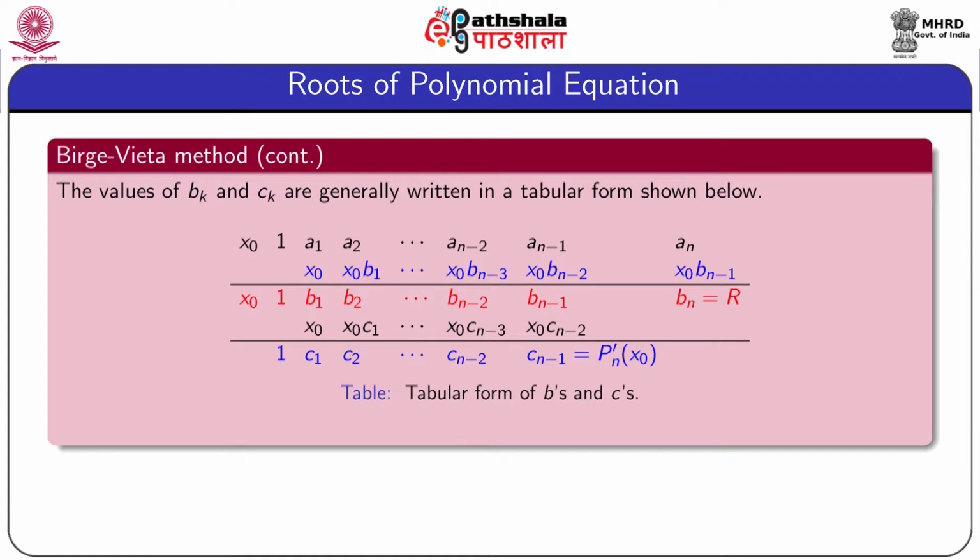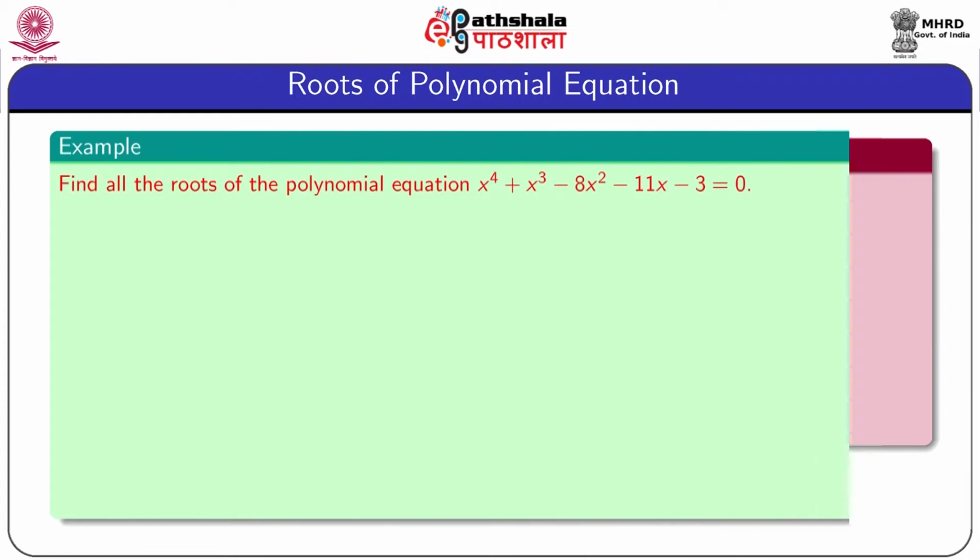Similarly, we obtain the values of c's in the last row: 1, c1, up to c_{n-2} and c_{n-1}. c_{n-1} is nothing but the value of the first derivative of the polynomial Pn at the initial guess x0. So, this table of values is useful to calculate b's and c's, particularly during hand calculation. Now, we consider one example to find all the roots of a polynomial equation using the Birge-Vieta method.